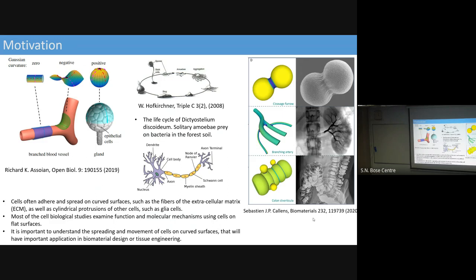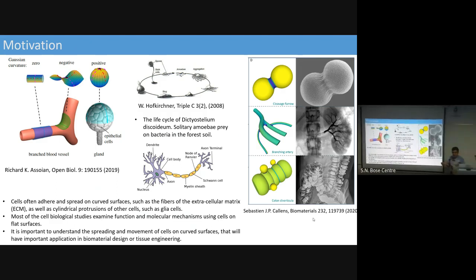So, to motivate, in the whole lifetime of a cell, it has to deal with lots of surfaces that are not very simple. It is highly curved, highly complex geometrically. Few examples are shown here. Inside the body, a cell moves or spreads. It has to deal with the nearby tissues. It also has to deal with the protrusions of the other cells.